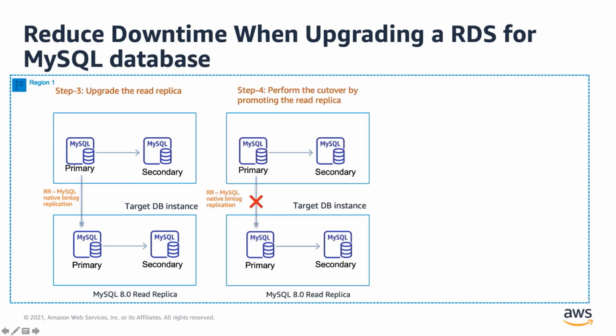Step 4 is to perform the cutover. When planning for the outage to cut over to the target DB instance, wait for the replica lag to reach 0, stop the write traffic to the source instance, and check again that the replication lag is 0. And then we promote the read replica to replace the original production DB instance by pointing your application to the target. Promotion of the read replica will terminate the replication and will make the read replica a standalone instance.